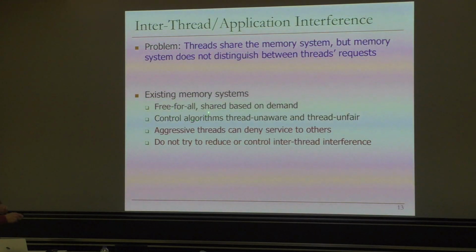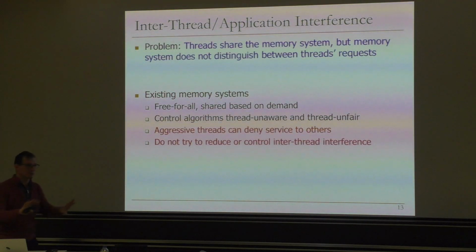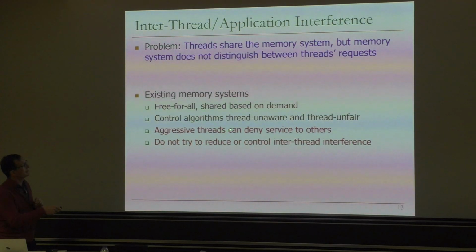So most of the memory system, though, is free for all, shared based on demand. Control algorithms that you have are thread unaware and thread unfair, usually. Caches are fixed. Intel processors now have caches where you can provide quality of service with some mechanisms, clearly. But there can be more, clearly. If these control algorithms are unfair, then aggressive threads can deny service to others, because these algorithms do not try to reduce or control inter-thread interference, right?